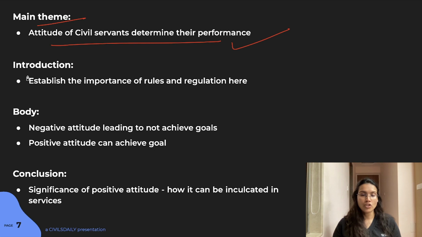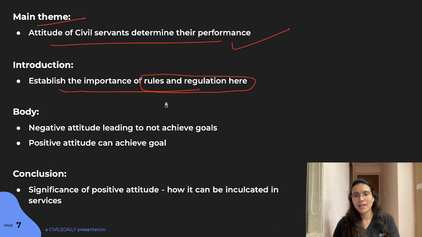Next, in the introduction, since we were talking in the initial sentences about how rules and regulations are important and how they are similarly given to everyone, you can start with the importance of rules and regulations. They bring stability, they bring homogenization, the subjectivity in working and the discretion is reduced, so automatically corruption is reduced, right? But again, when we move to the body, don't extend it too much.